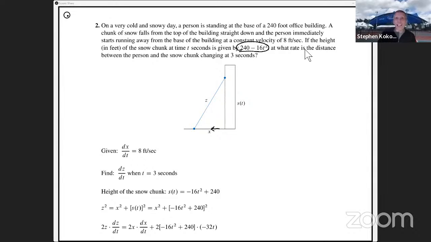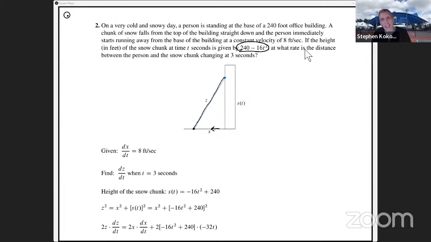So this one's just a little bit different than the previous one, although we are going to use the Pythagorean theorem again. Here we are out here at this point when t is equal to 3. I'm going to draw in this line here. I'm going to call that z. That's the distance between the person and the snow chunk. And once again, that's the rate. We want to know, how is that rate changing?